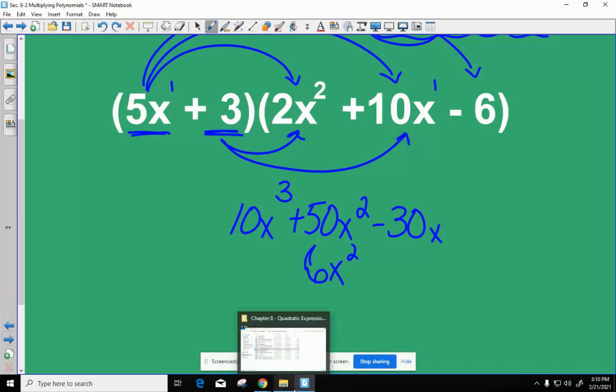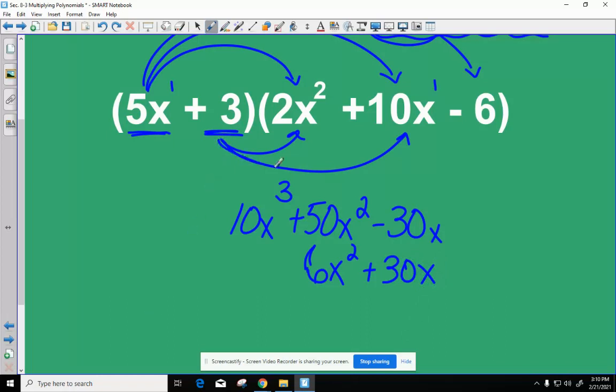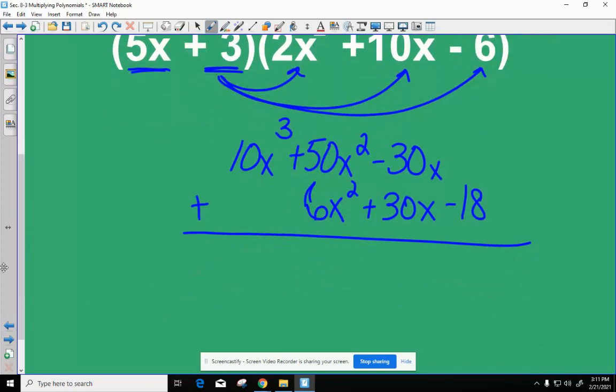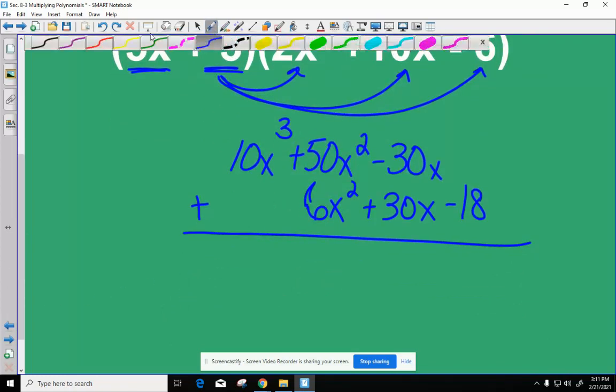Next would be the 3 and the 10x. That is a total of a positive 30x. And lastly, the 3 and the minus 6 is a negative 18. So 6 total distributions, right? 6 arrows, 6 new terms. And at this point, I am going to combine those two together. So you can see how that addition and subtraction has come back to play again here in this section.